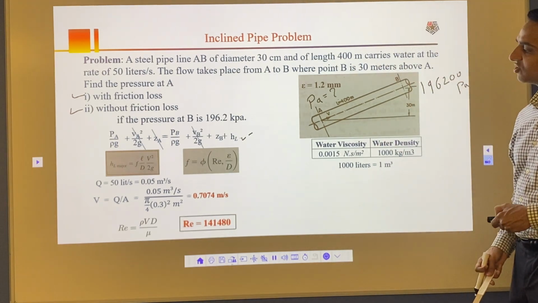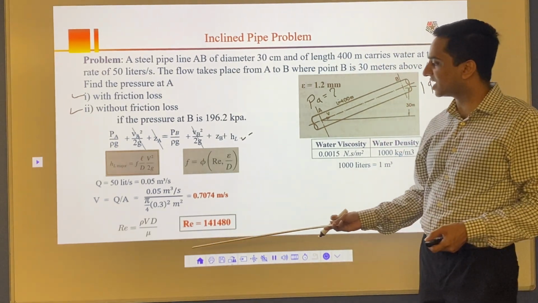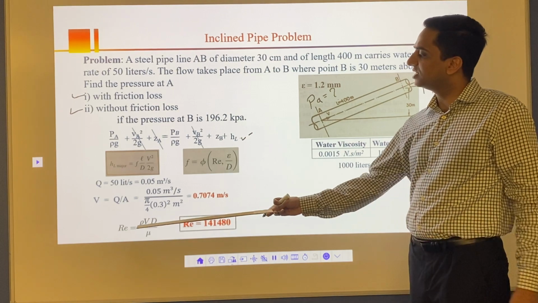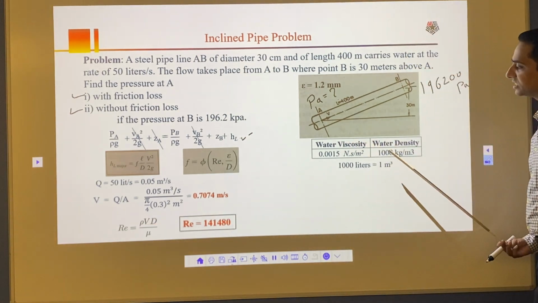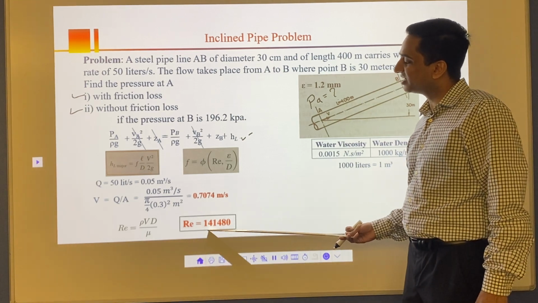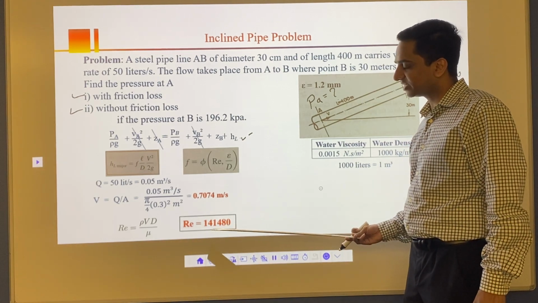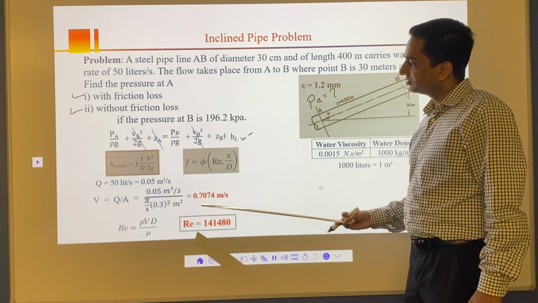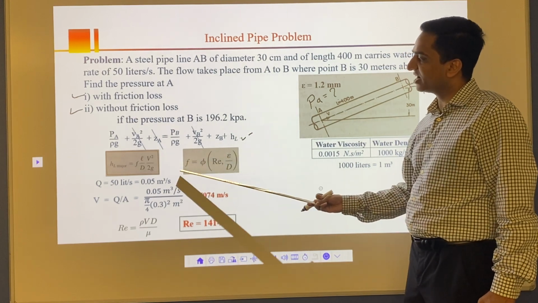So here, let's calculate quickly Reynolds number. If you do your calculations, rho V D by mu, density and viscosity are given here, so you have to use that, and then you will get Reynolds number is 141,000. That's your Reynolds number. And then you have to get your epsilon by D to get friction factor.